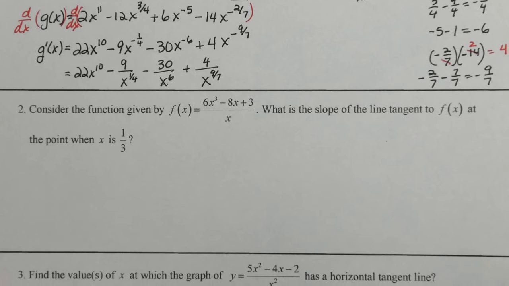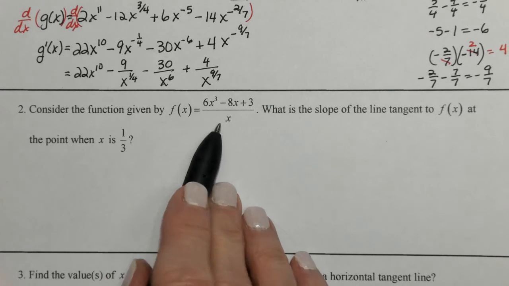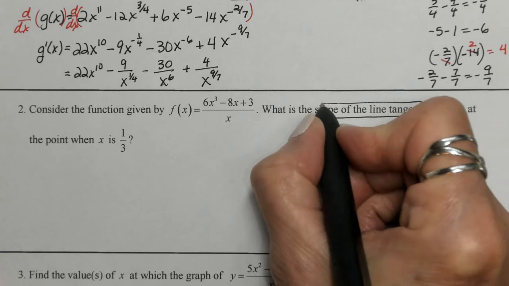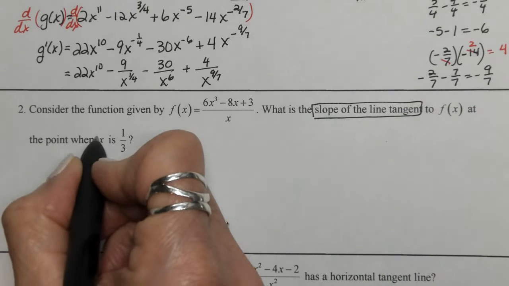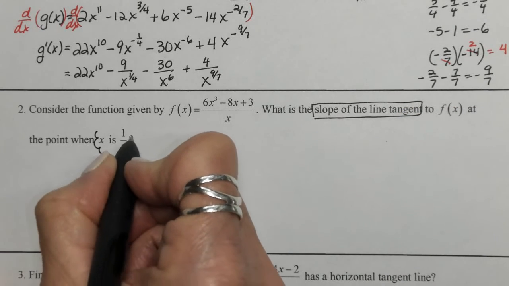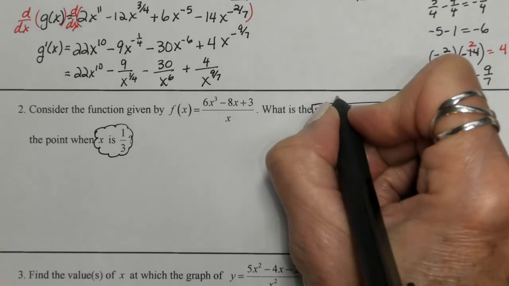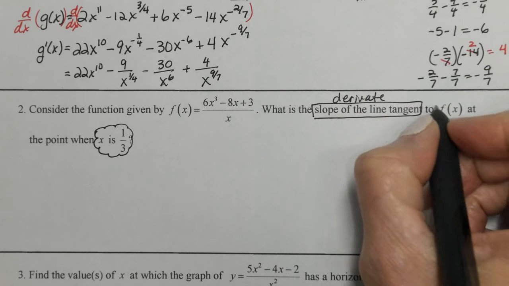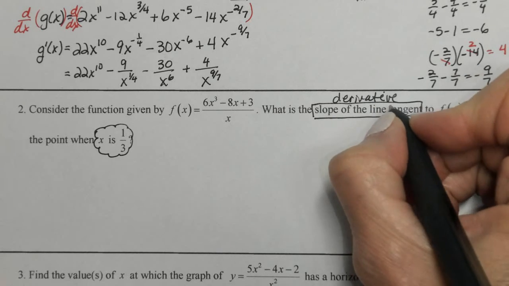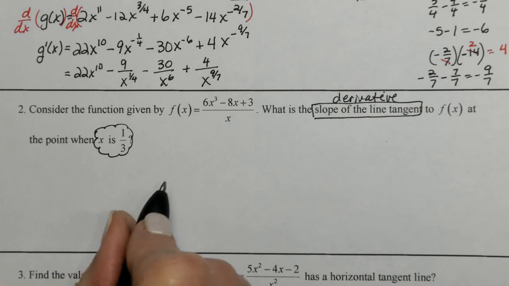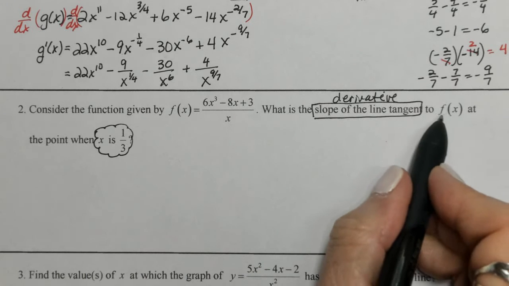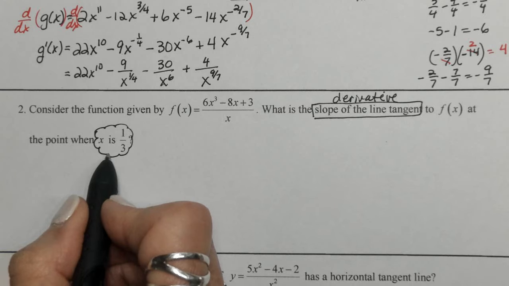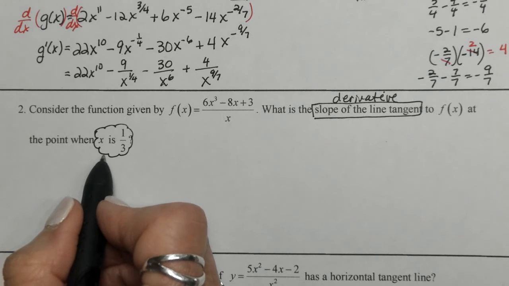Okay, number 2. Let's consider this function. What is the slope of the line tangent to f at the point when x is 1/3? So this is the derivative. That's the derivative. And after we find the derivative of f, we are going to plug in 1/3 for x. But first things first, let's find the derivative of f.